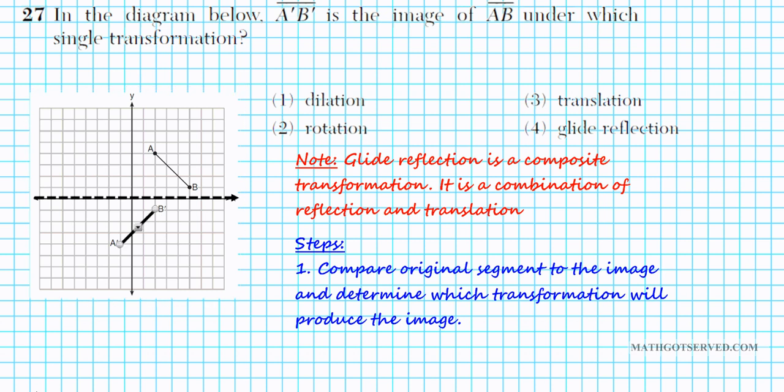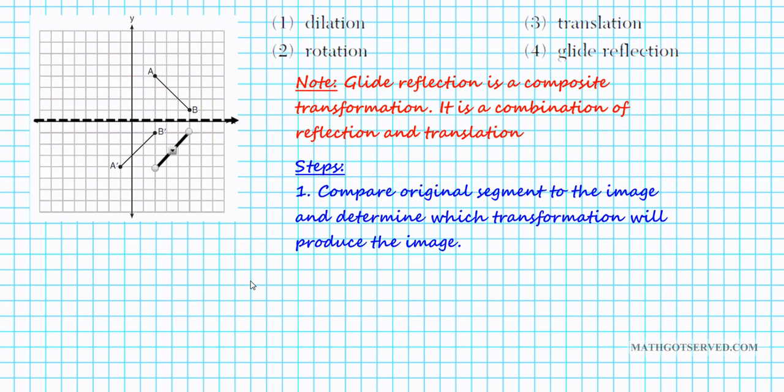So what does that tell us? It tells us that this image is a glide reflection. It is a combination of reflecting this line along the x-axis and shifting it 3 units to the left. All right, so let's go ahead and write down what we just talked about. So let's start with dilation. Option 1. Is this a dilation?